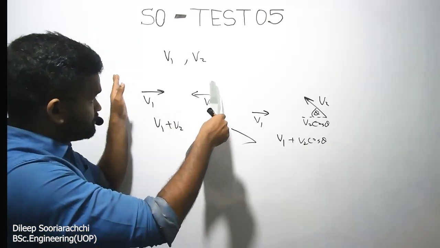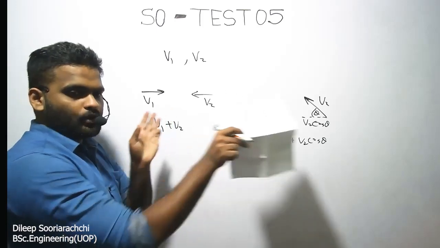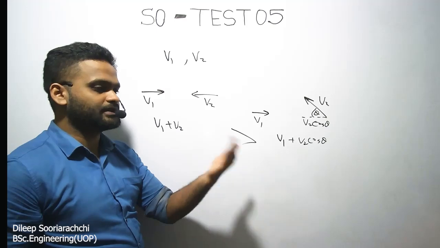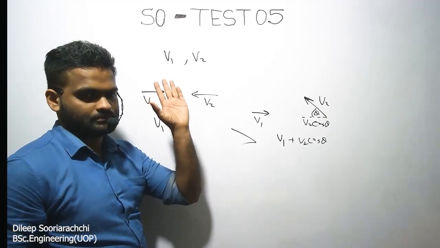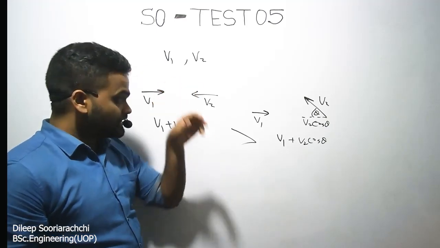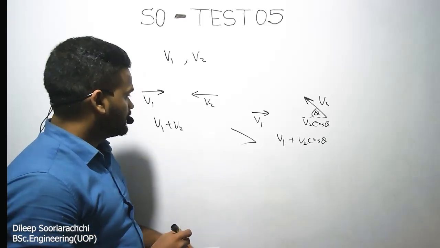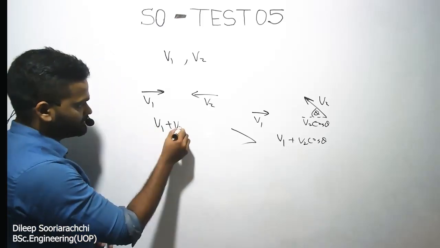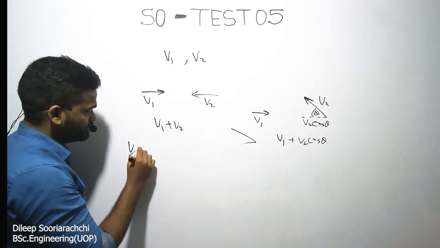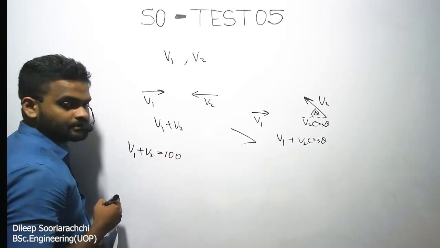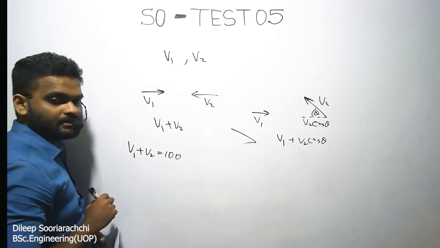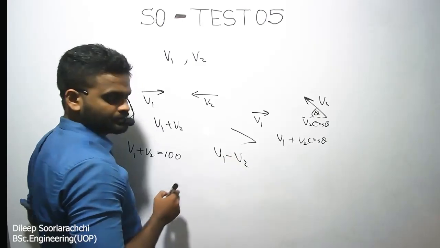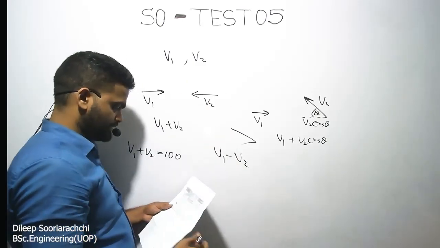So when the objects are moving towards each other or away from each other, meaning in opposite directions, then the relative velocity between them is the maximum. Okay. So there is a value for that maximum velocity. So maximum velocity is v1 plus v2. The value given is 100. Then they say minimum velocity. Minimum velocity is v1 minus v2. Okay. Directly just subtract.